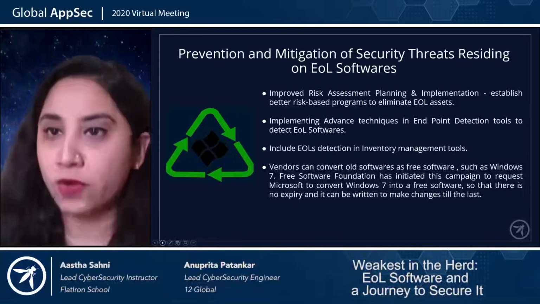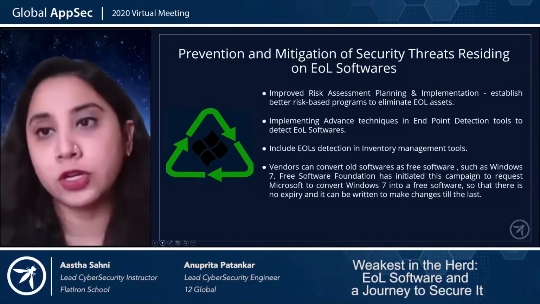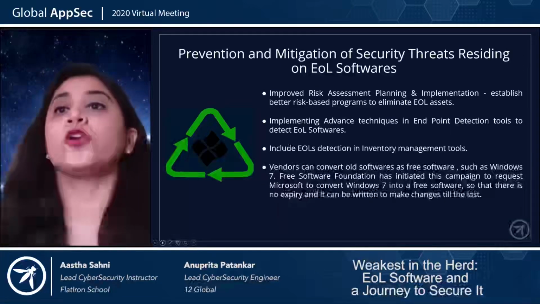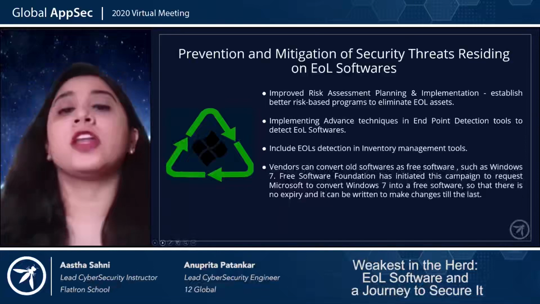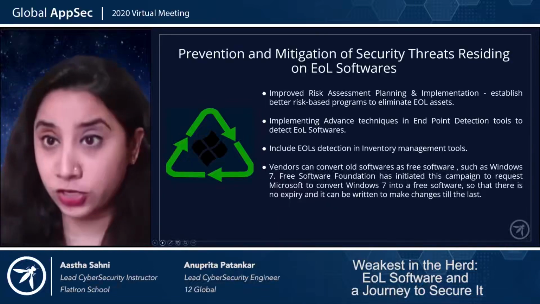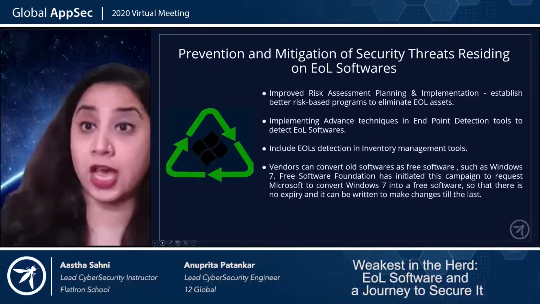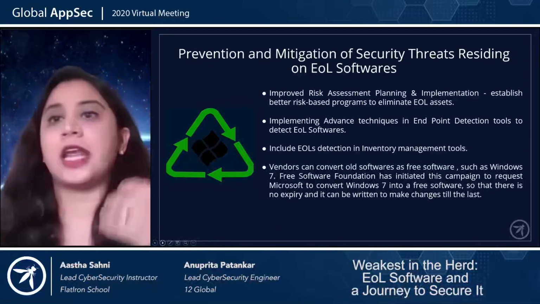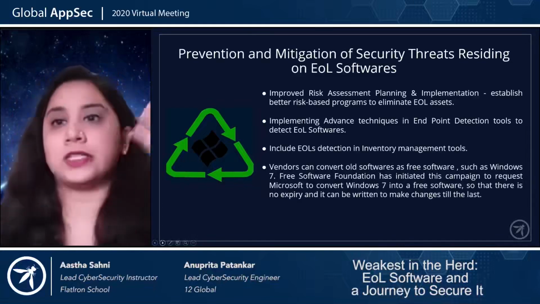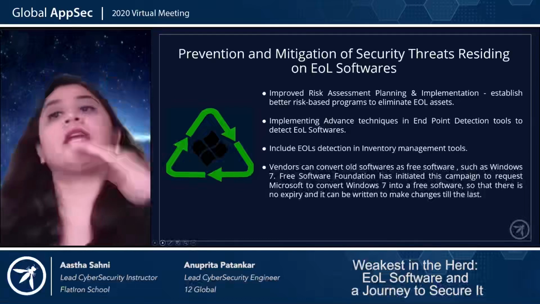Of course, we know inventory management is one of the major methodologies used in large organizations in order to manage their assets. So in inventory management tools also, we can include EOL detection. We can include these strategies for end-of-life software detection on time, so that again, they are detected at a very initial stage of asset discovery, and we can remove them or we can upgrade them.